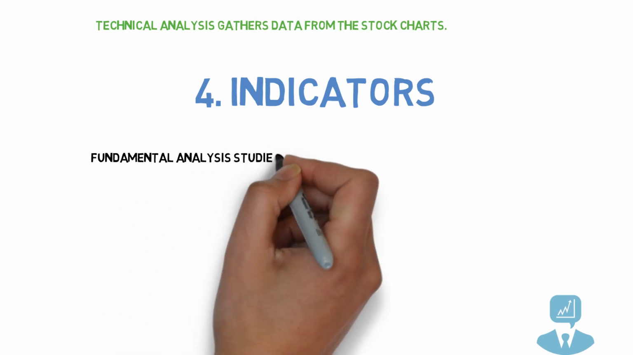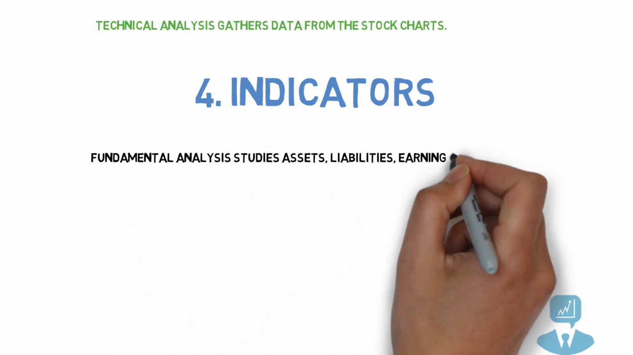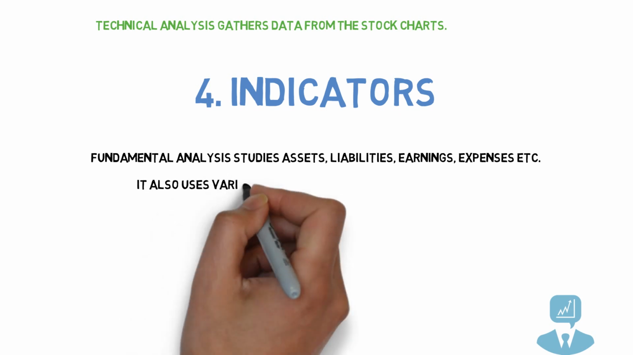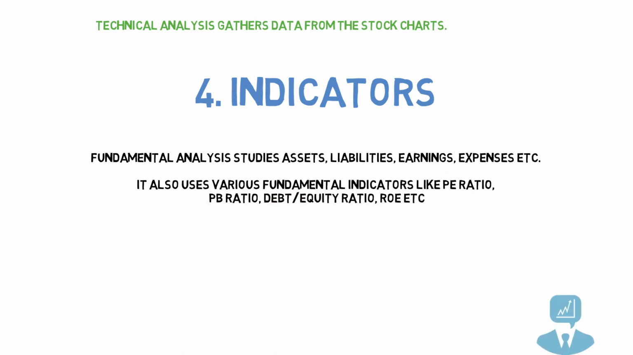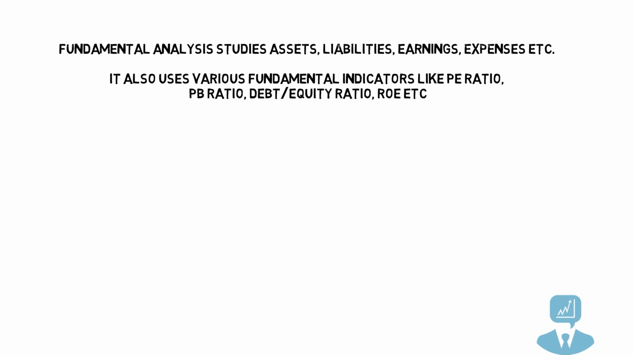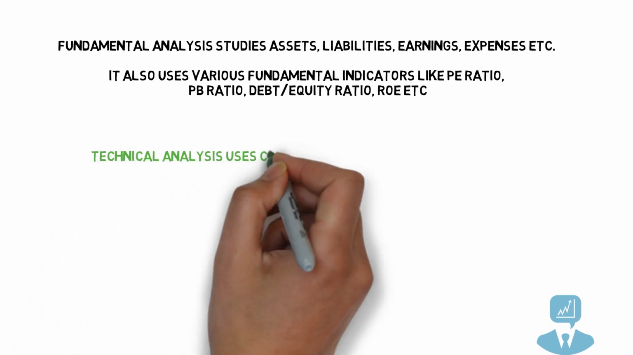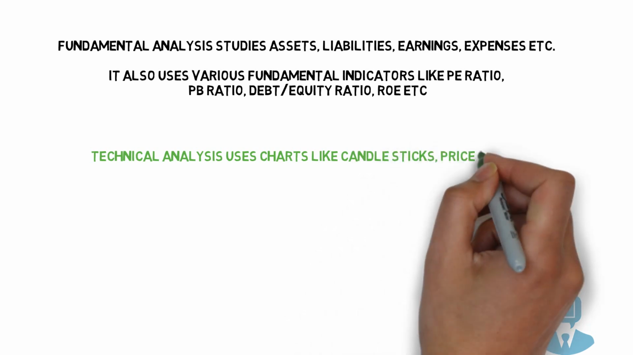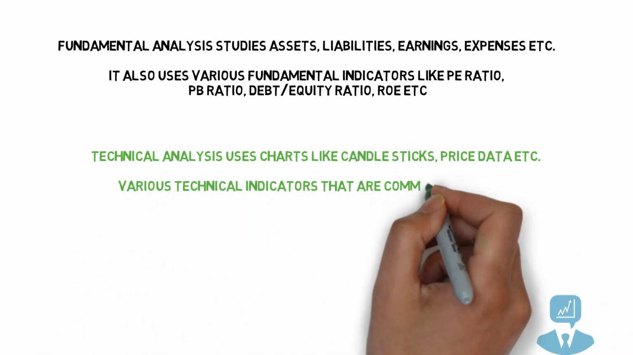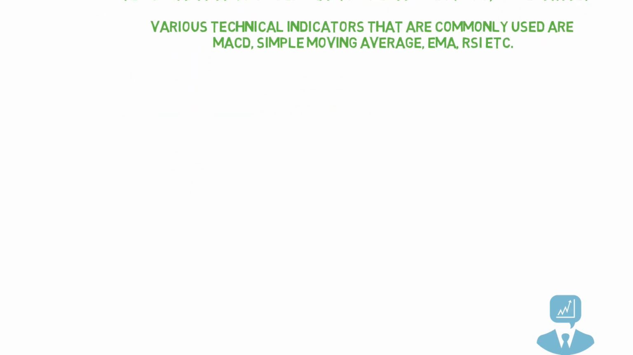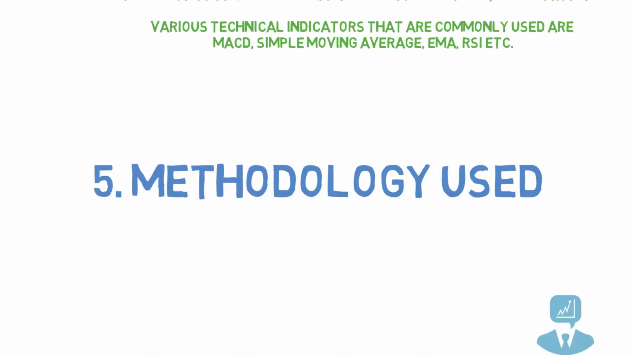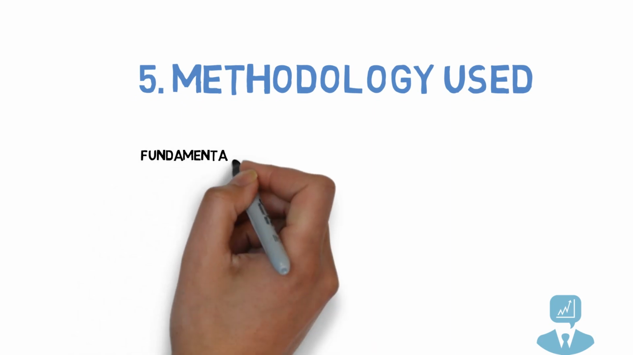Indicators. Fundamental analyst studies assets, liabilities, earnings, expenses, etc. It also uses various fundamental indicators like PE ratio, price to book value ratio, debt to equity ratio, ROE, etc. Technical analysis uses charts like candlesticks, price data, etc. Various technical indicators that are commonly used are MACD, simple moving average, exponential moving average, RSI. Methodology used.